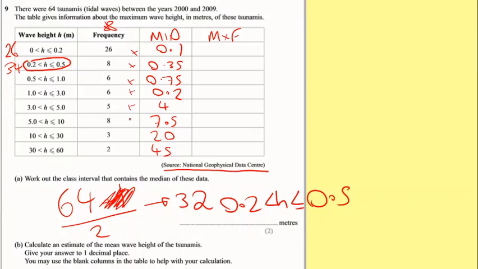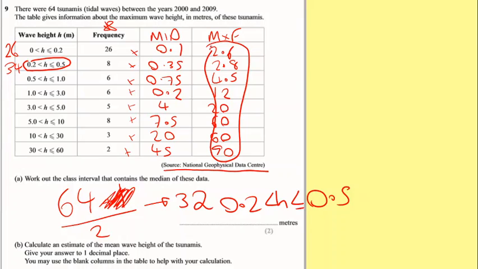So I've got to times all these together. 26 times 0.1 is 2.6. 0.35 times 8 is 2.8. 0.75 times 6 is 4.5. There's 12. There's 20. 60. 60 again. And then 90. Now I have to add all of these up, because this is the same as adding up your scores, which I worked out to be 251.9. I then have to divide it by the amount of scores there are.